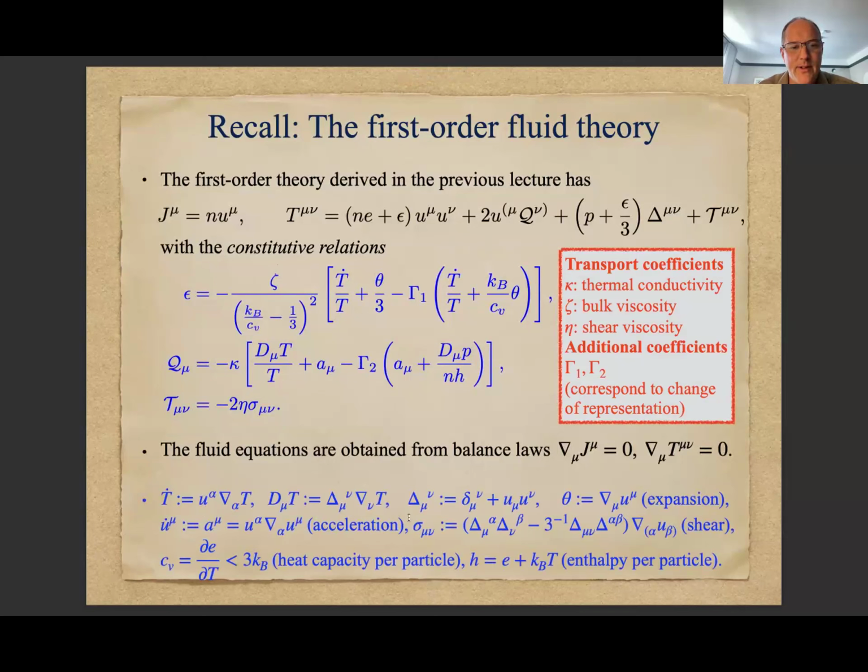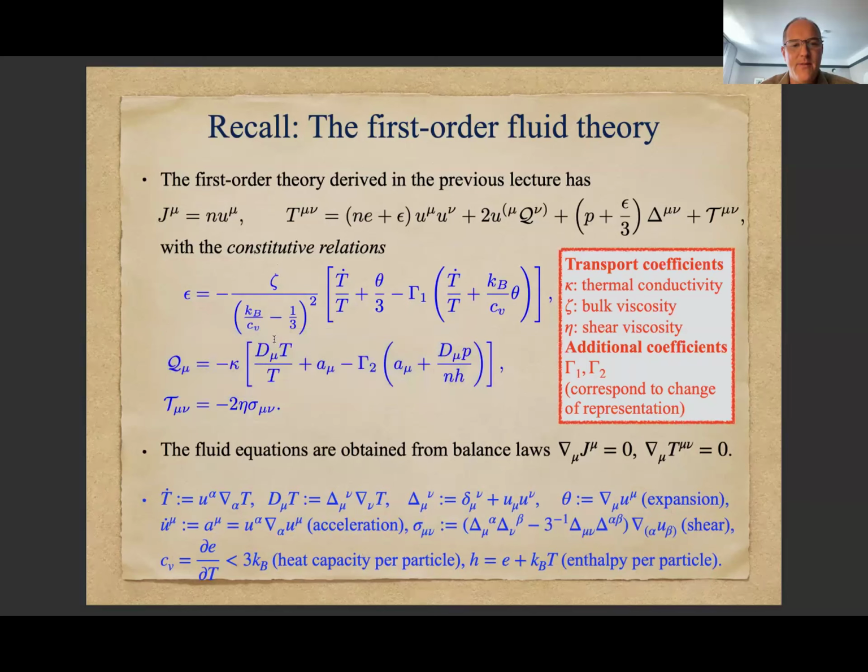This delta here, that's a projector orthogonal to U. Sigma would be the shear associated to the velocity U. Theta is expansion. Okay, so this tau would be -2 times some coefficient times sigma mu nu. This is the expression for the heat flow.